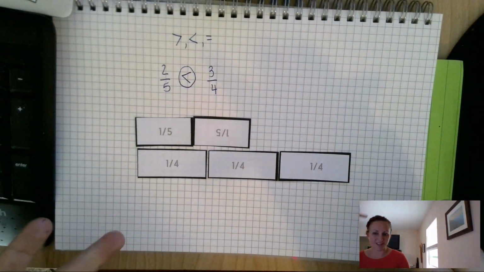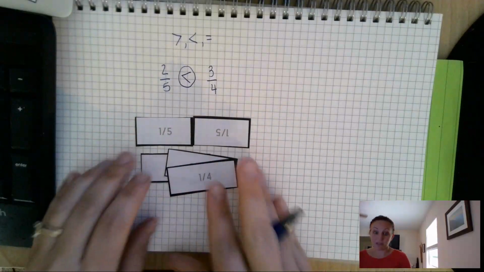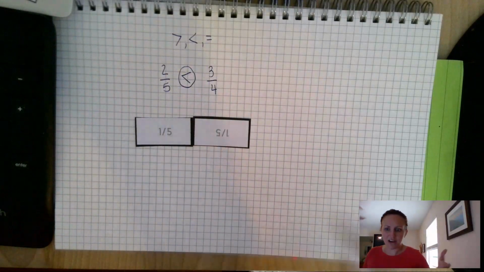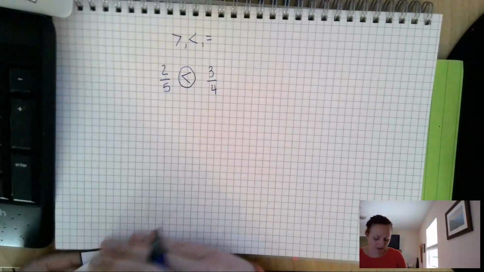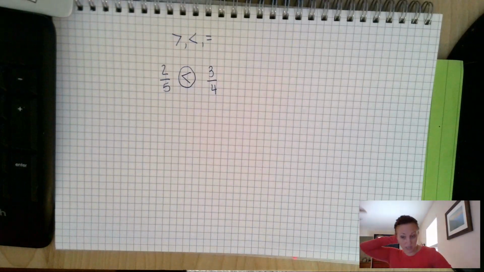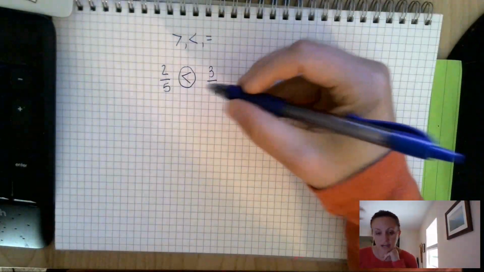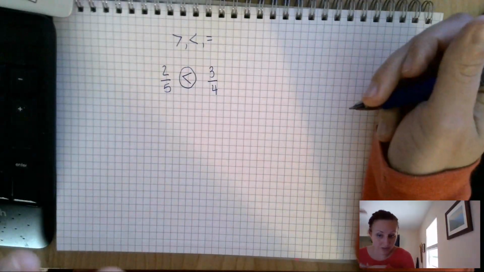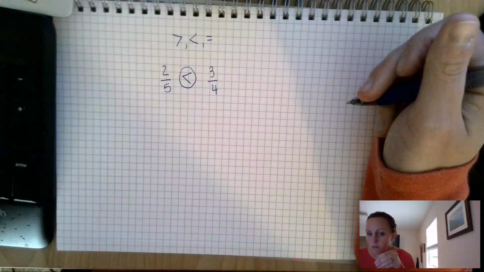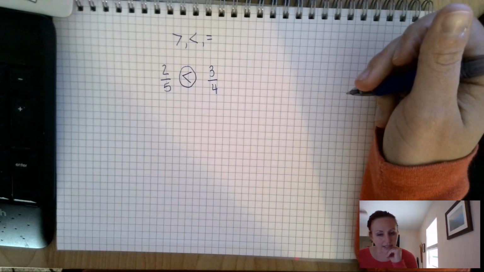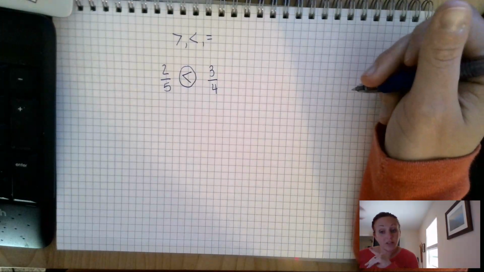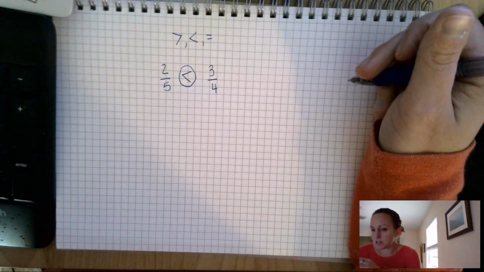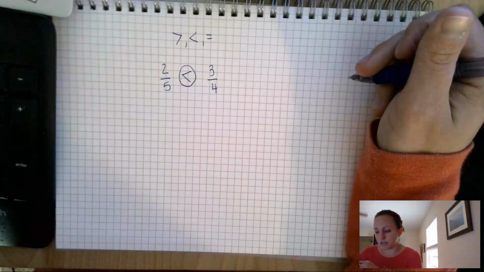The fraction strips are always going to be a really easy way to do this, but unfortunately you're not always going to have fraction strips, or you might have a denominator that you don't have a fraction strip for. So what else can we do? We could draw pictures to represent this. We could draw a number line to represent the two fractions. Or we can do some calculating to figure it out. Calculating is going to be your most effective strategy because when we draw pictures, we're not always very accurate with how we draw them.